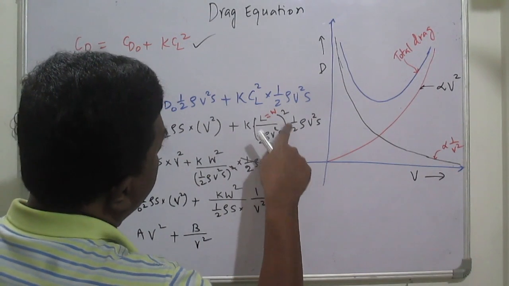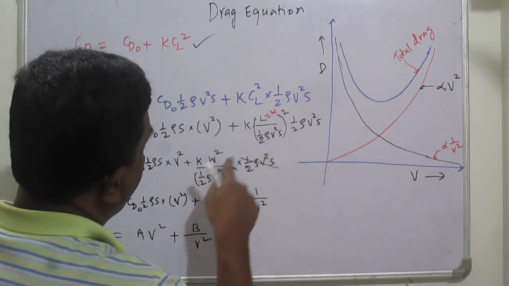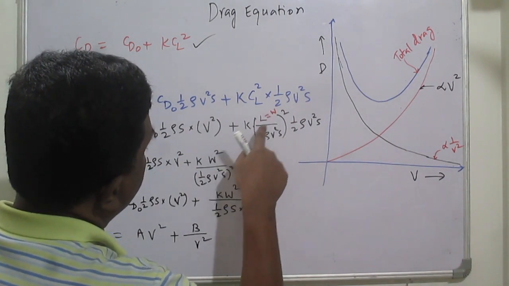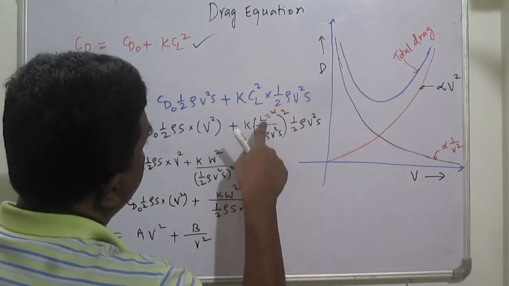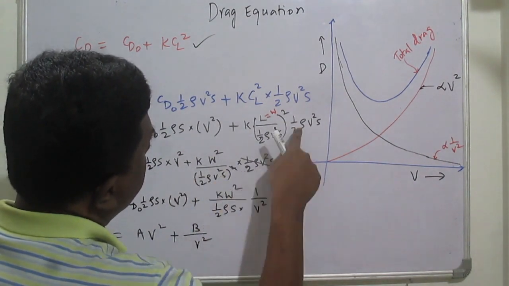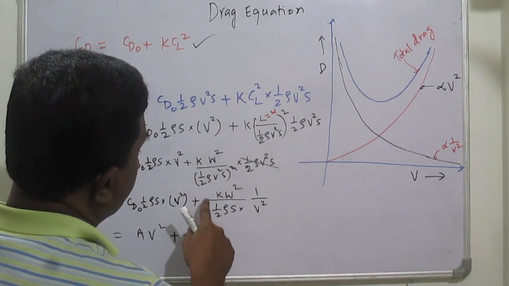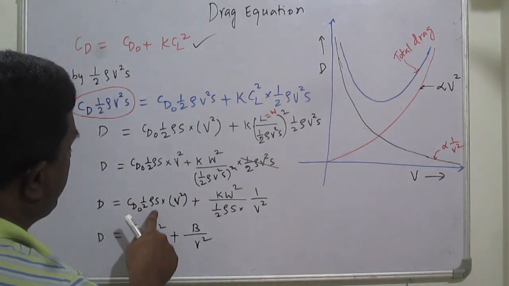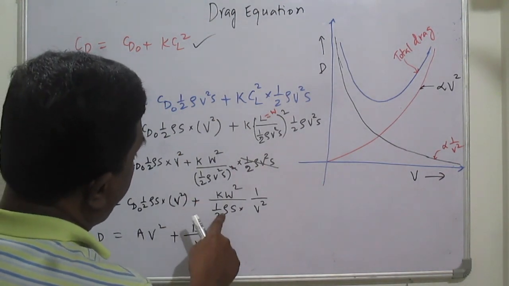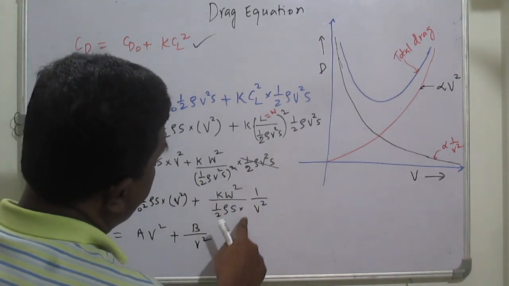Again this component is multiplying half rho V square. Squaring this component, we get K into W square, because instead of L we now have W, since in steady level flight lift equals weight. So W square will be over half rho V square S whole square. Then another half rho V square is there, so one of these terms gets cancelled. The remaining term is CD naught half rho S into V square. We have separated V square alone, and here also we separate it: K W square divided by half rho S into 1 by V square.